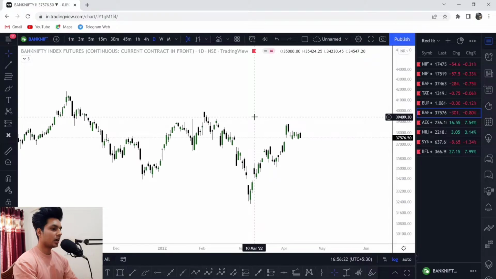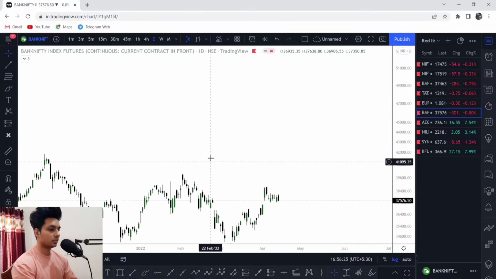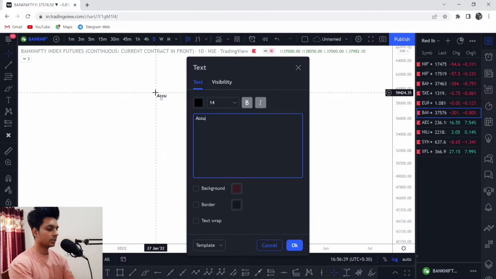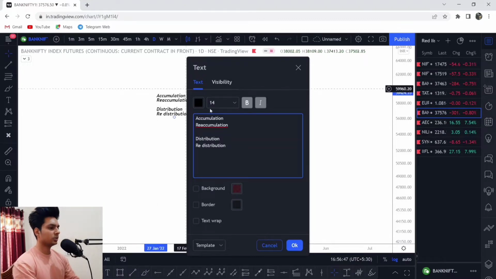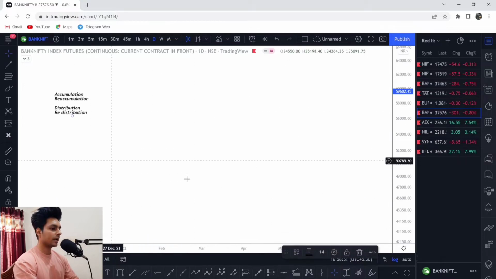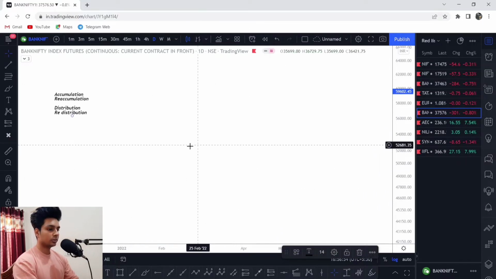Let's try to understand how these Wyckoff phases look, and if you're completely new, let me name the terms for you. So Wyckoff has accumulation, reaccumulation, distribution, and redistribution. And in between these phases, you will see some markups and markdowns. So how does it look with a visual representation?